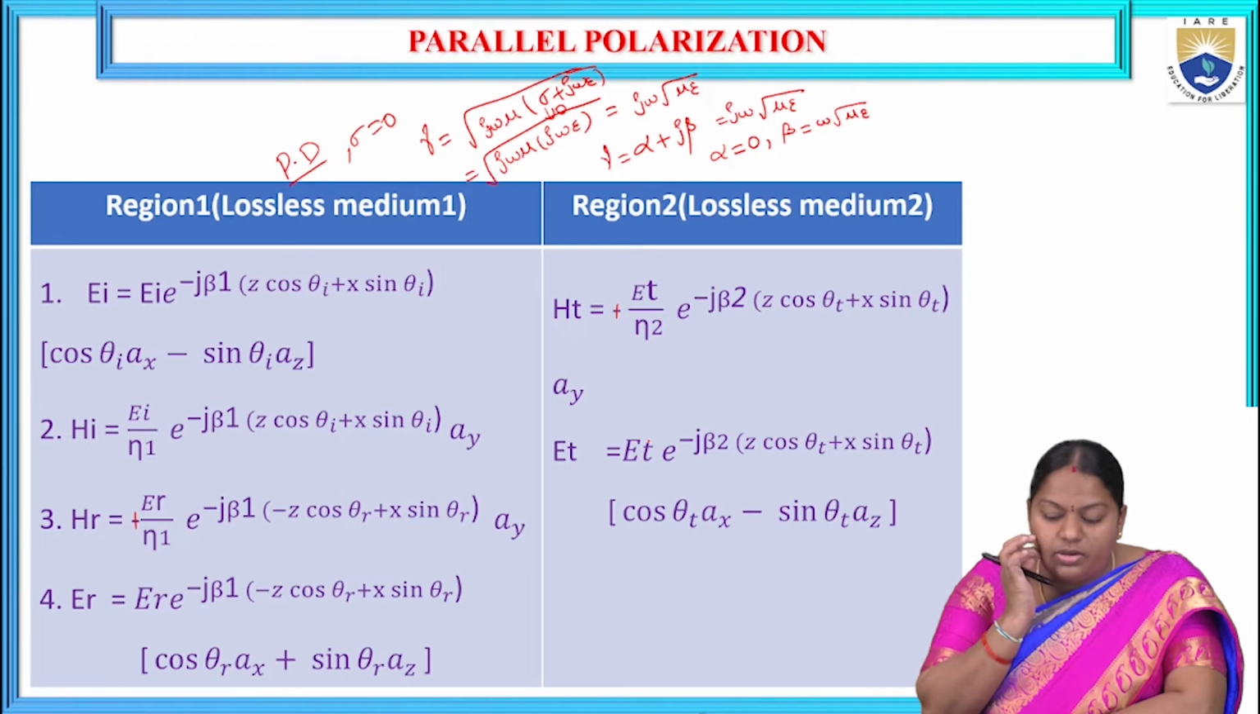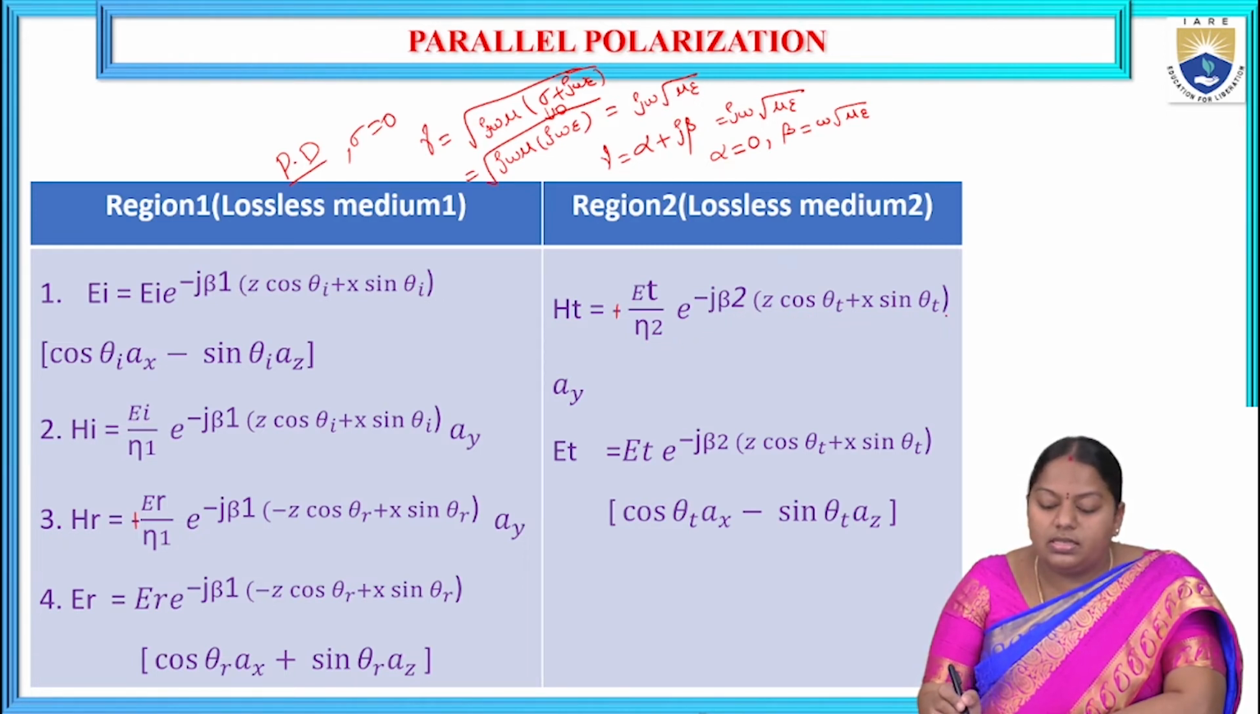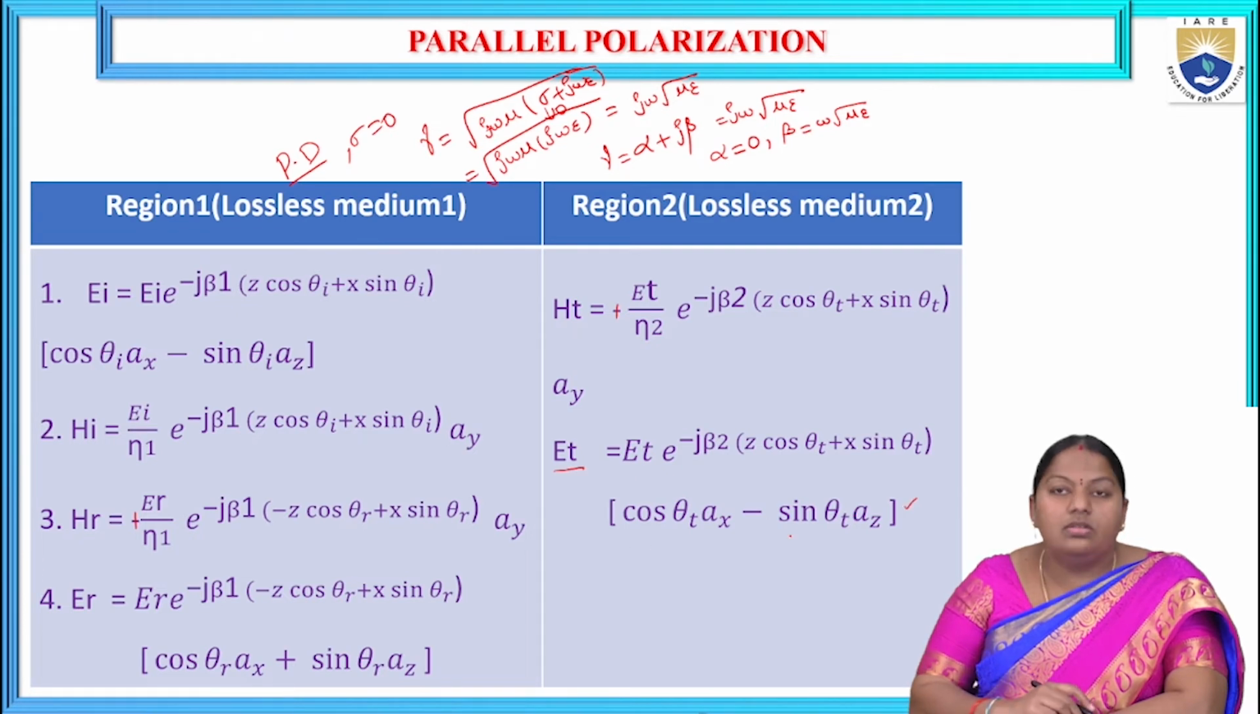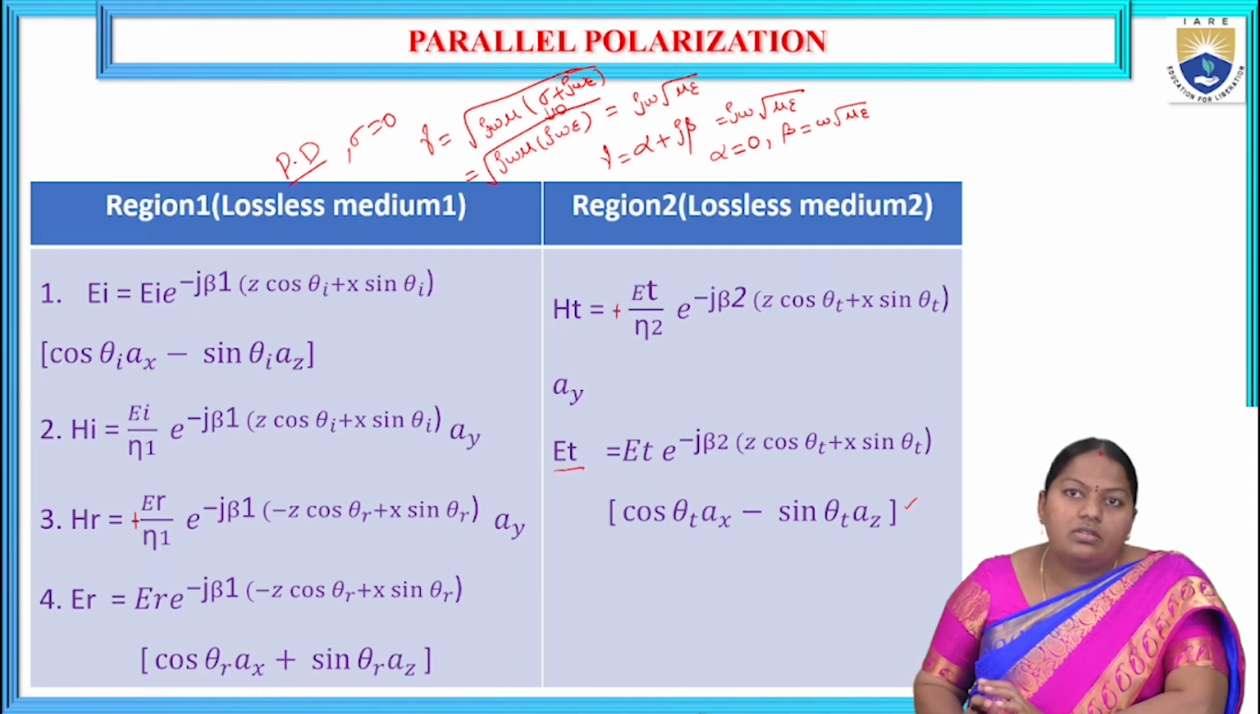So for the region 2 we have transmitted wave, hence HT and ET are written as ET by eta 2 e power minus j beta 2 into z cos theta t plus x sin theta t, into ay. Similarly for ET equal to ET e power minus j beta 2 into z cos theta t plus x sin theta t, into cos theta t ax minus sin theta t az. Right? So from the propagation vector we have 6 vectors as EI, HI, ER, HR and HT, ET.